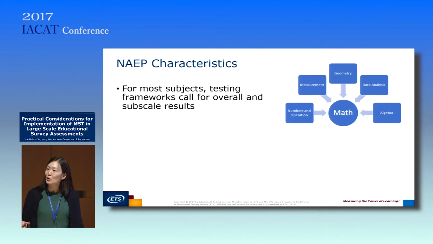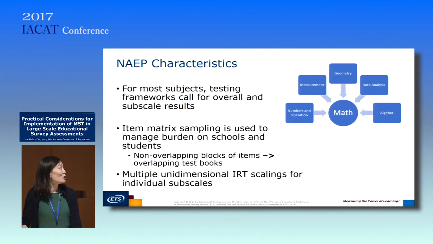A couple more constraints before we really get to the question. For those survey assessments, there are tight frameworks and specifications to define what can be reported on. In that particular case, I have an example for mathematics. There's the overall scale and there are sub-scores coming from this assessment. So you can see we want to report quite detailed levels from a test.